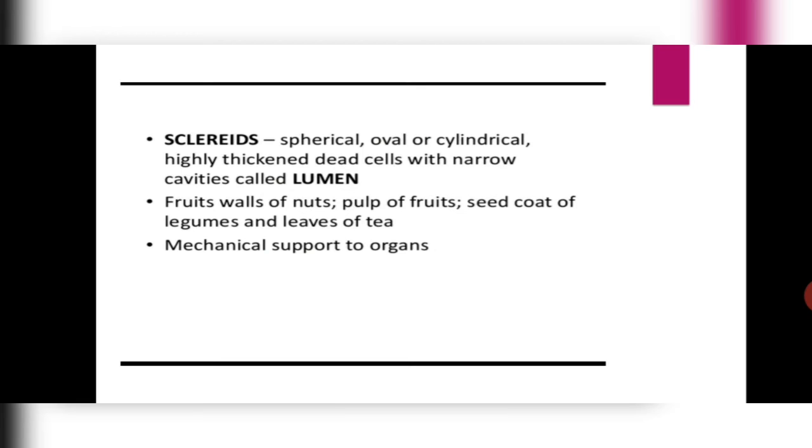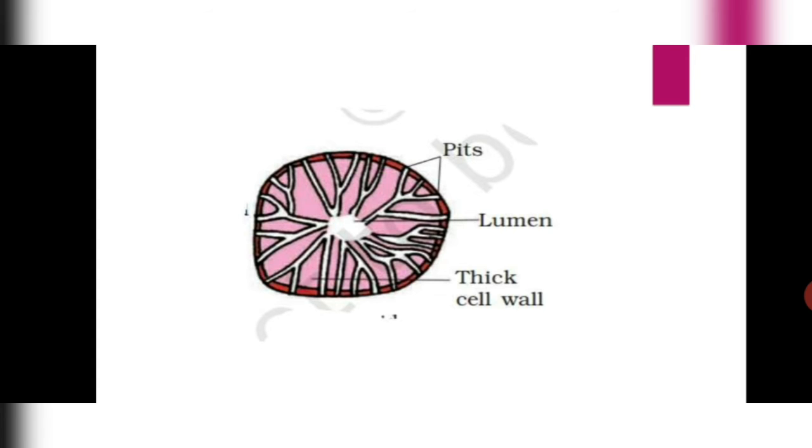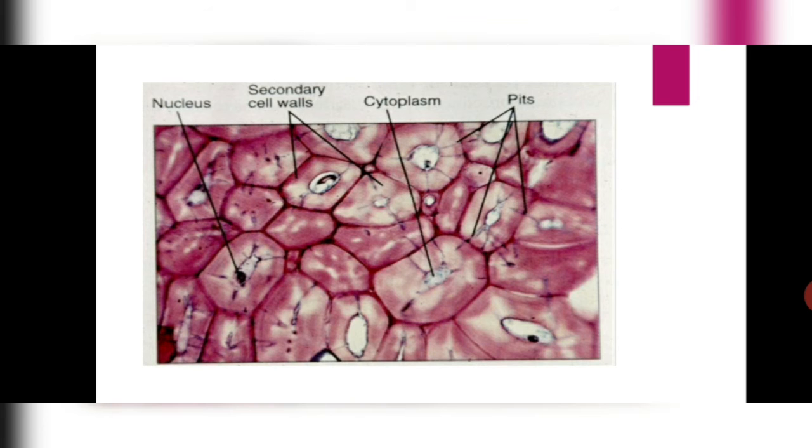They are present in fruit walls of nuts, pulp of fruits, seed coat of legumes, leaves of pea plant. They provide mechanical rigidity to the organs. Can you see? The lumen is so thin. There are pits present and the cell wall is very thick. As you can see here, there are various types of cells that are shown here in sclerenchyma. Very slightly slim lumen is given.